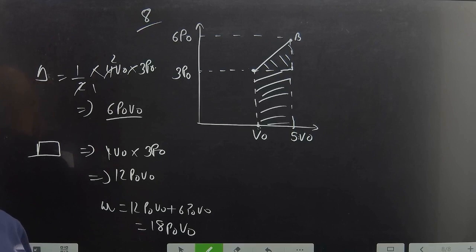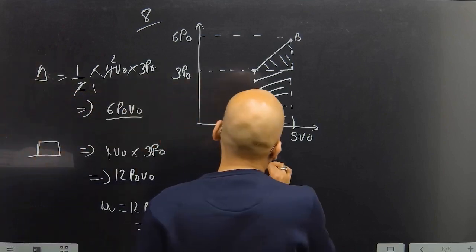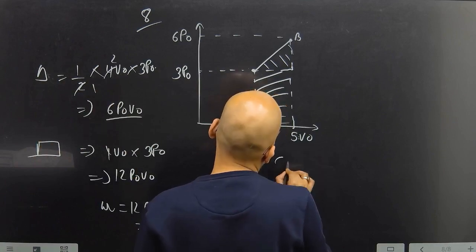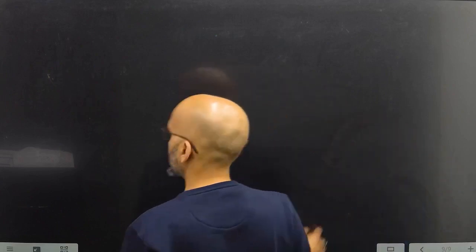Monoatomic gas, 3 is the degree of freedom. Now this is the work done. You can equate this work done with the formula and find the molar heat capacity. Option C is the correct answer.